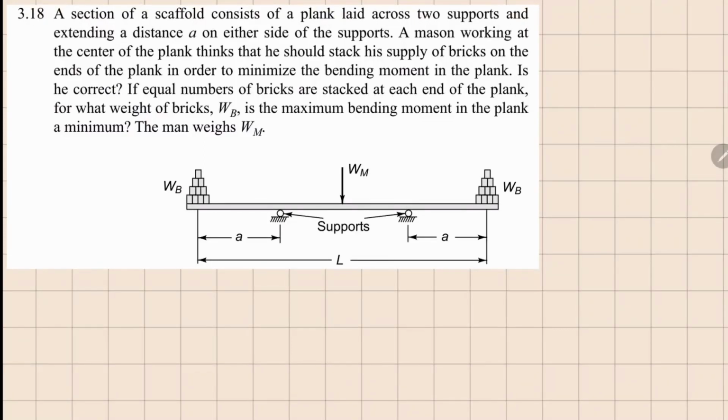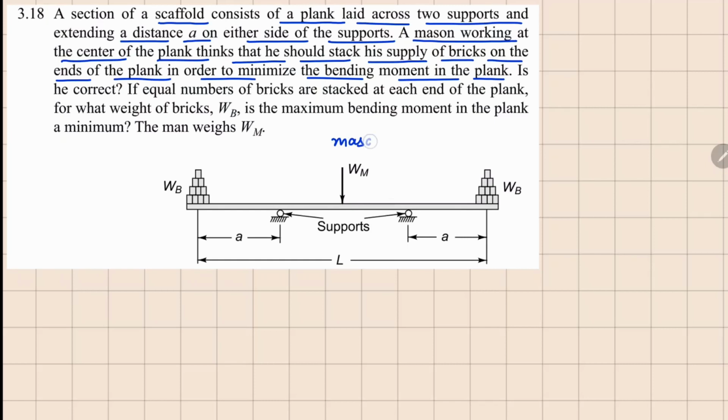This one is 3.18. Here a section of scaffold which consists of a plank is laid across two supports and extending a distance A on the other side of the supports here. A mason is working at the center of the plank. He thinks that he should stack his supply of bricks on the end of the plank in order to minimize the bending moment in the plank.